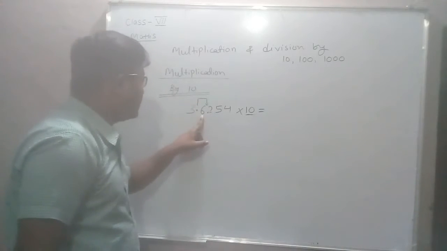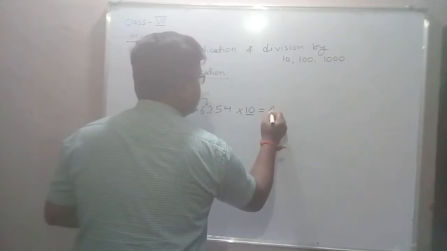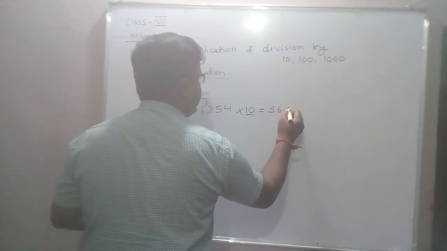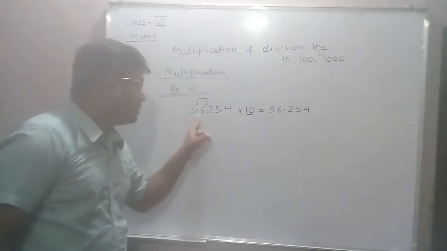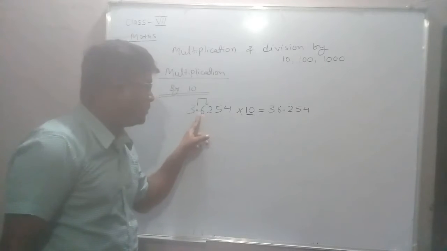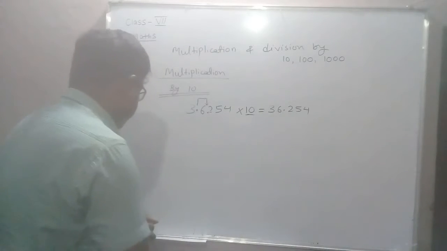So how much will you get here? Now the decimal will shift here, so you will get 36.254. Just we have jumped one digit. After one digit we will put the decimal here. So it becomes 36.254.